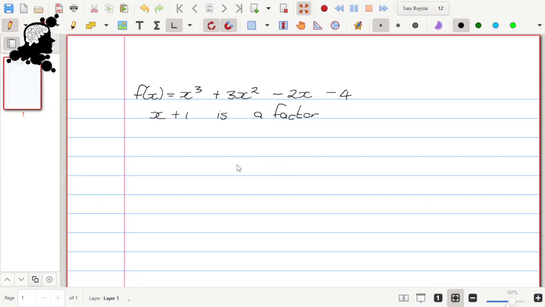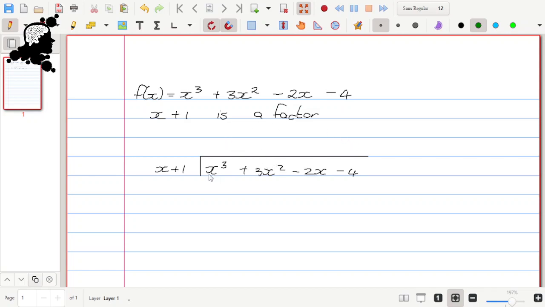Let's talk about this. How are we going to do the long division? Actually, what we need to do is draw our division sign. So there's our division sign. Then inside of the division sign, we need to write down our expression: x cubed plus 3x squared minus 2x minus 4. On the side, we're going to write our factor, which is x plus 1. Right. Now that we have the setup ready, let's get into the actual process.